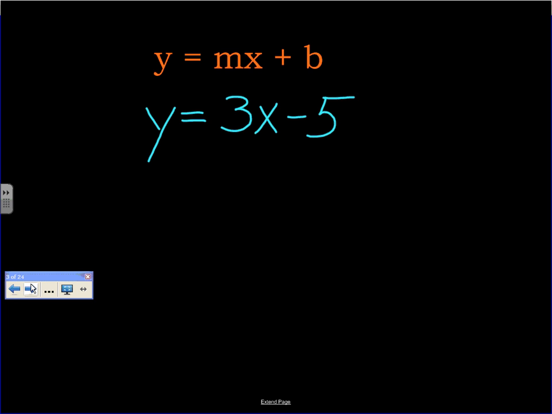For instance, if we have this equation, y equals 3x minus 5, right below the m is the 3, and right below b is negative 5. Don't forget to pay attention to your signs here. 3 is positive, 5 is negative.